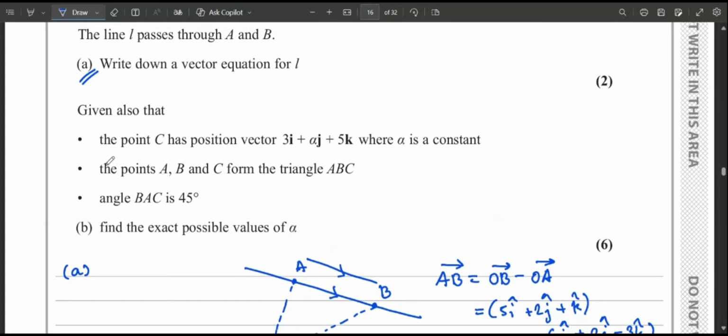Now for part B, it is given that point C has a position vector of 3i plus alpha j plus 5k, where alpha is a constant, and the points A, B, and C form a triangle ABC. The angle BAC is 45 degrees, and now we have to find the exact possible values of alpha.